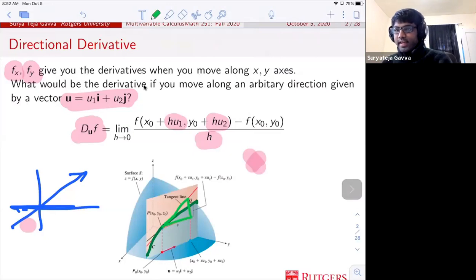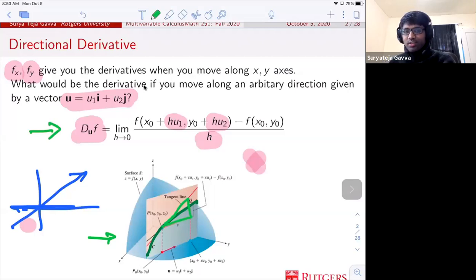So f_x is the directional derivative along the x-axis, f_y is the directional derivative along the y-axis. So in general, we want to know what is the derivative along a completely different axis. Okay, so this first expression is the limit definition of the derivative, or you can think of it geometrically. It's like you're trying to find the slope of a curve by moving along some specific direction. If you move along a specific direction, you'll move along a specific curve on the surface of this function.